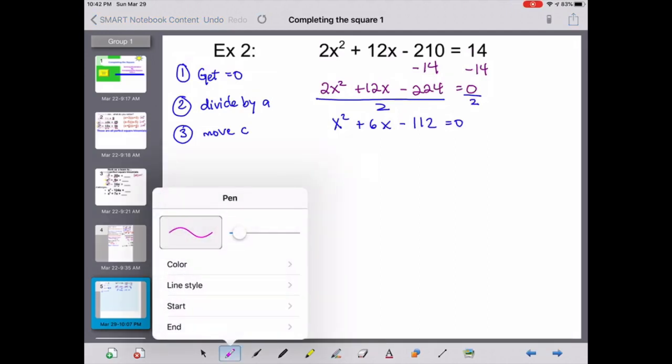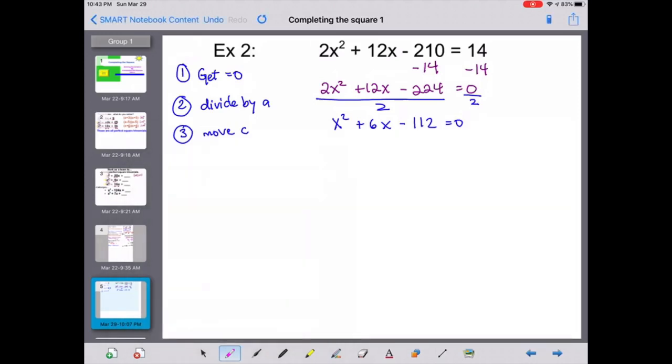So now, next step is move the c over. The c is the number with no variable. It's negative 112, so I put positive 112. Do the same to the other side. And you have x squared plus 6x. We leave the space, equals 112, and we leave the space here. Awesome.